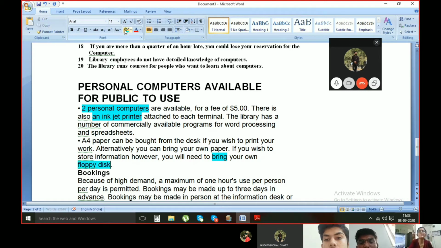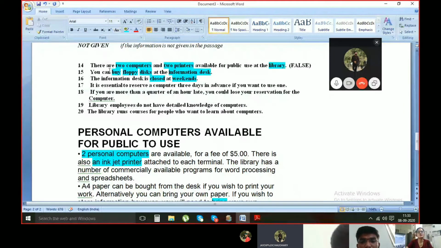It means you cannot buy, right? You cannot buy a floppy disk. Then the question is saying you can buy. Now tell me, what is the answer? True, false or not given? Come on, Jay. The passage is saying you need to bring your floppy disk, and the question is saying you can buy. Now tell me, what is the answer? True, false or not given? Instead of buy, the passage is giving you bring.